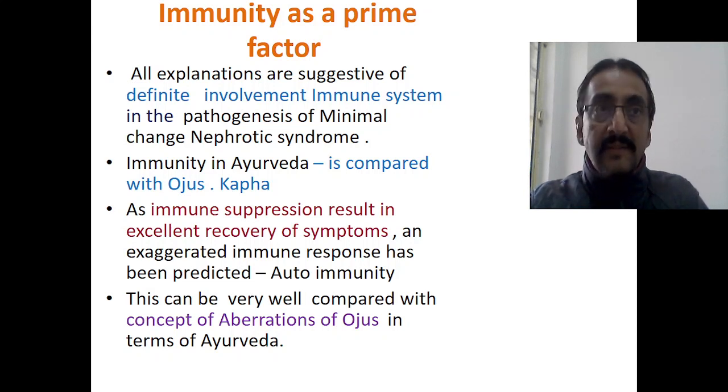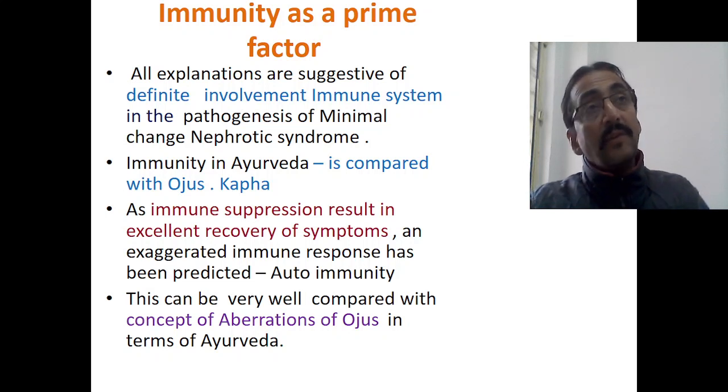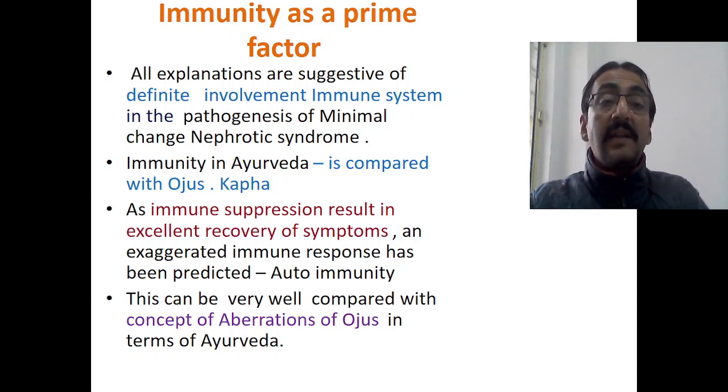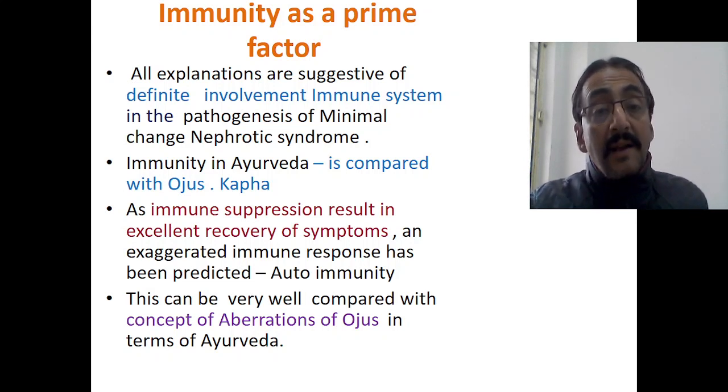That is one set of immunity, the first line of immunity, and the second one is ojas, which is considered a generalized immunity present all over the body. As immune suppression results in excellent recovery in nephrotic syndrome, as per the knowledge of contemporary science, an exaggerated immune response has been predicted. So when you control that exaggerated immune response, the symptoms come down and the disease also gets recovered. This is nothing but autoimmunity.